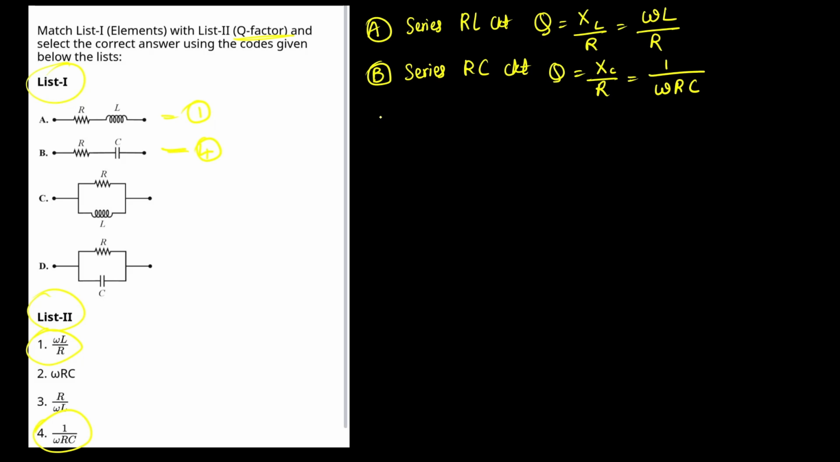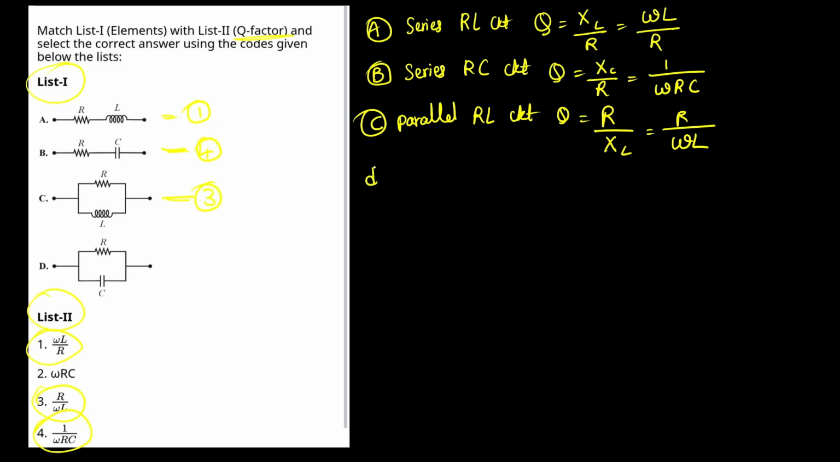Then C. It is a parallel RL circuit. The Q factor formula changes here: the R and X are reversed. So it will become R by XL, which is equal to R by omega L. This matches the third one in list 2. So C is matched with 3.